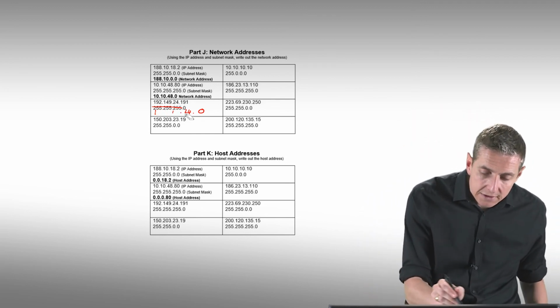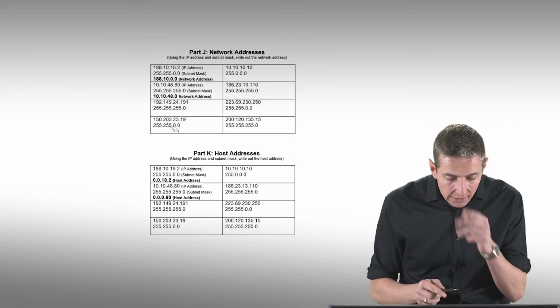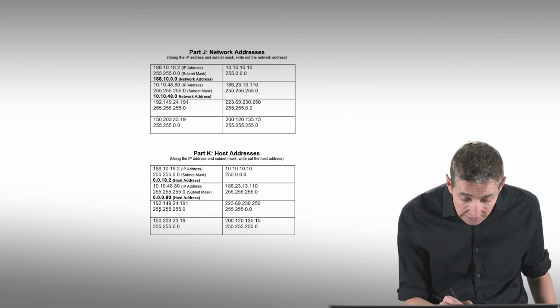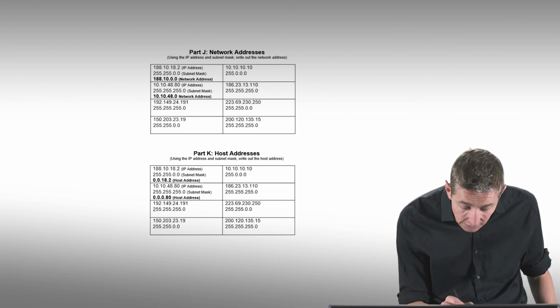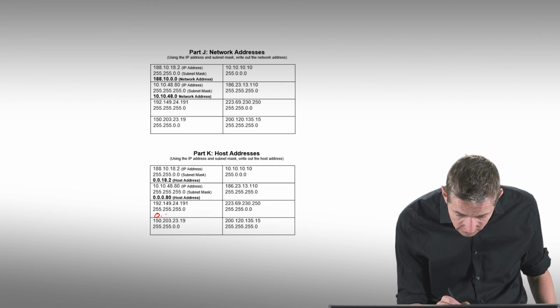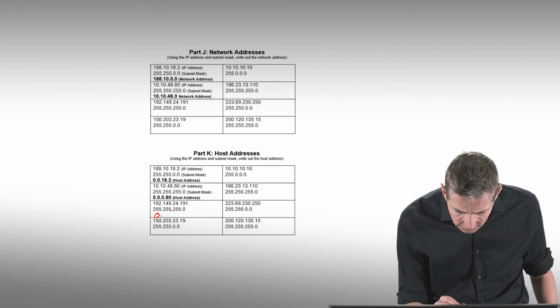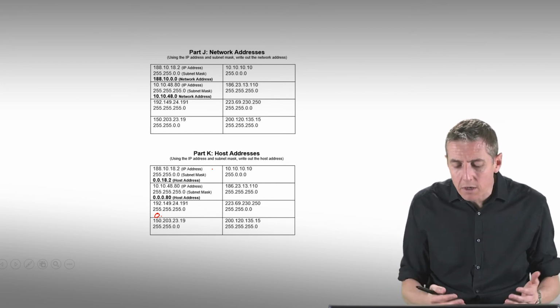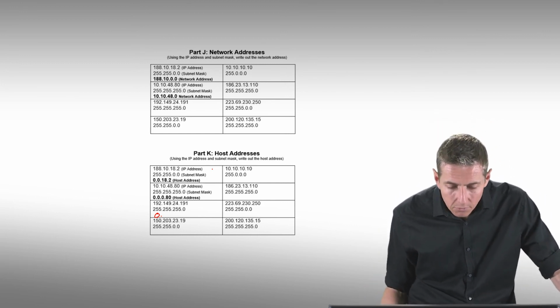Part K, host addresses. Again, same principle as this part here. In this case, just put the host address in here. I'm basically going to put class C, because I know it is, because it's based on two things. Let me just see here, host address here. I'm not going to keep doing all these, but hopefully you can see where I'm going with this, okay?